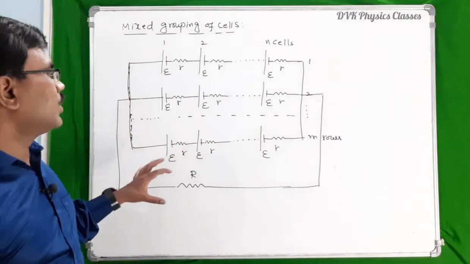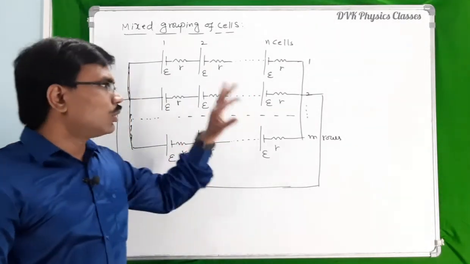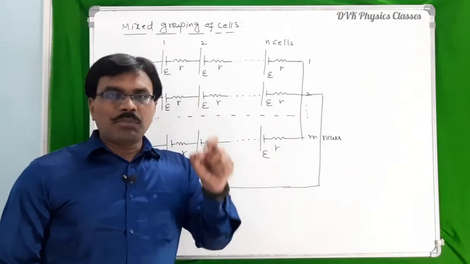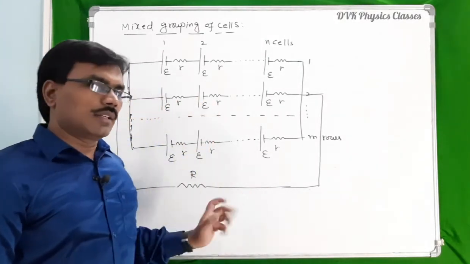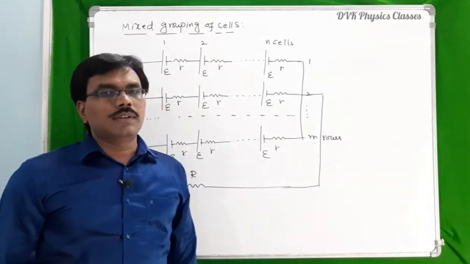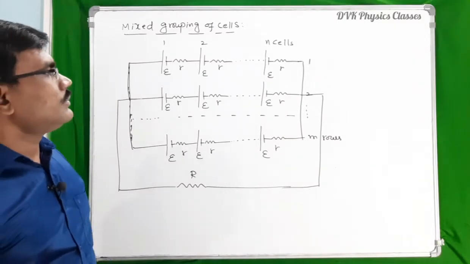Now we have to find out the effective EMF of all these cells. That means all these cells can be replaced by a single cell which gives the same amount of current through that external resistor. Then what should be the EMF of that equivalent cell? That is what we are going to find out. Right, how to proceed?